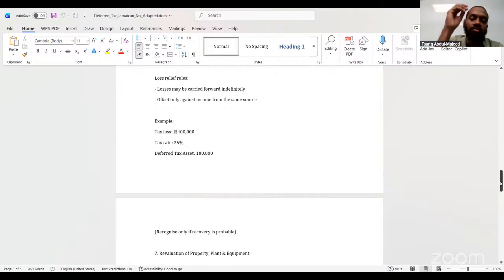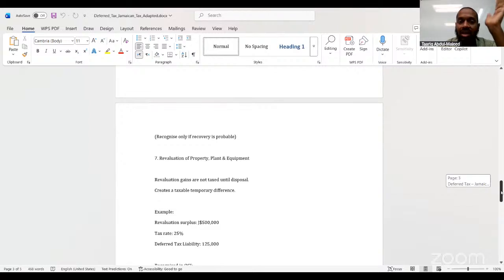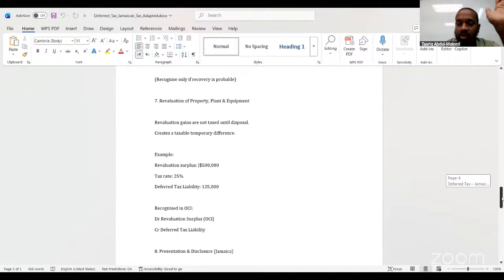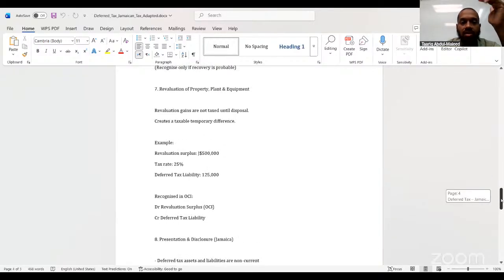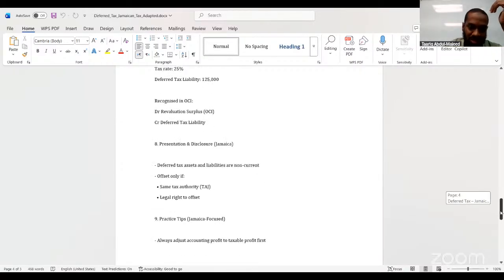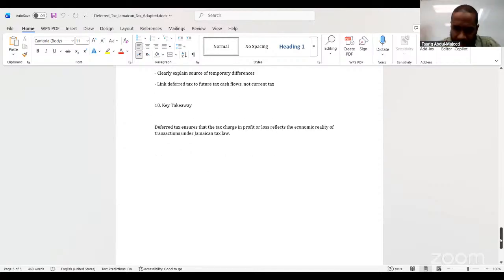Cool. And then 25% of the difference. And again, say it again, you only recognize the asset if you expect to recover it in the future, meaning you expect to make profits in the future. Other examples are there regarding revaluation of property. Another example is there. How is it presented and disclosed, and then some tips. Yeah, so y'all can read the rest, but that really is a little synopsis on deferred tax.